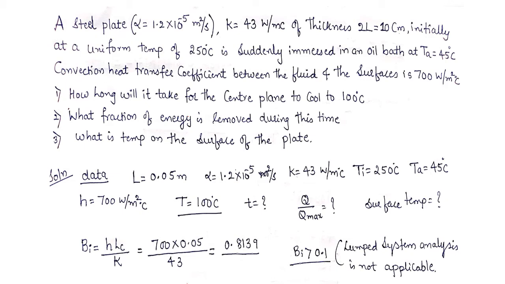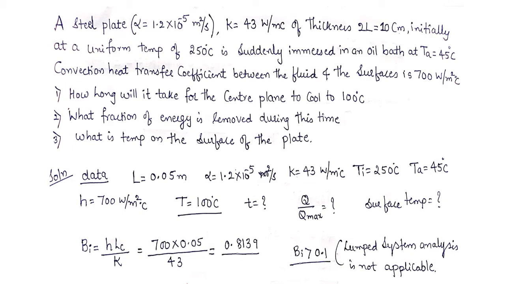So before starting the problem, let me write this L. We already know that the thickness 2L itself is 10 centimeter. Therefore L will be equal to 5 centimeter. So directly I have written L here, it is 0.05 meter, writing 5 centimeter in terms of meter only.